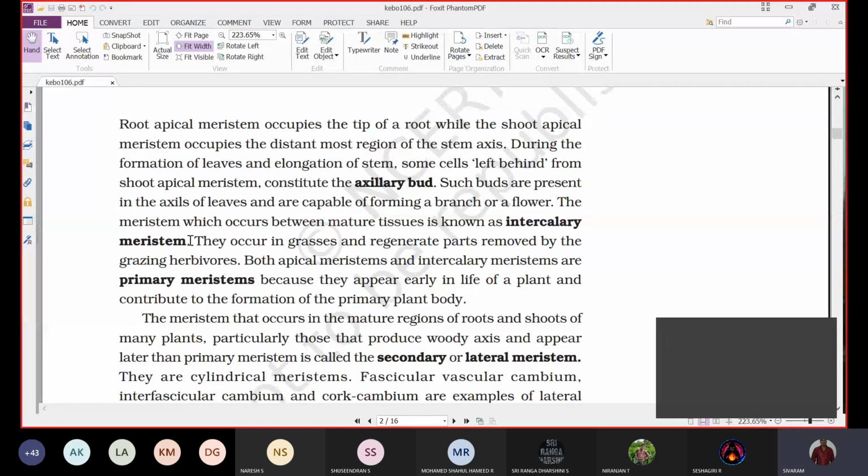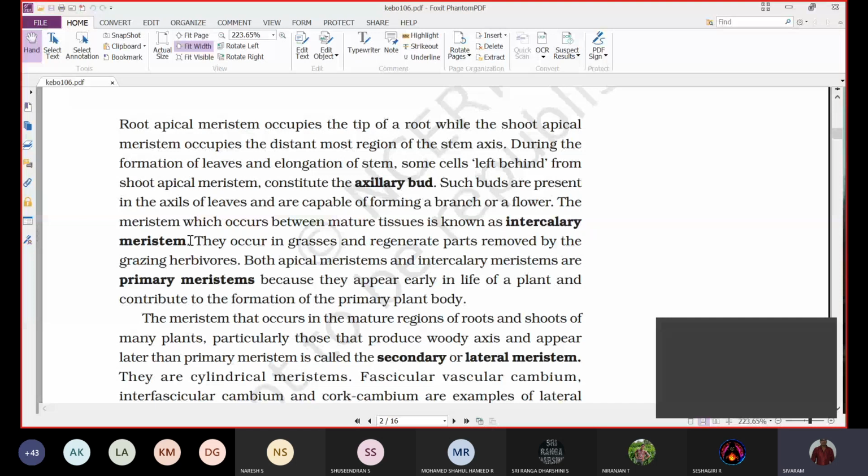And next, when you observe here, both apical meristem and intercalary meristem are primary meristems because they appear early in the life of the plant and contribute to the formation of the primary plant body. These are described as primary meristems because they are present in the plant from the early days of its development.